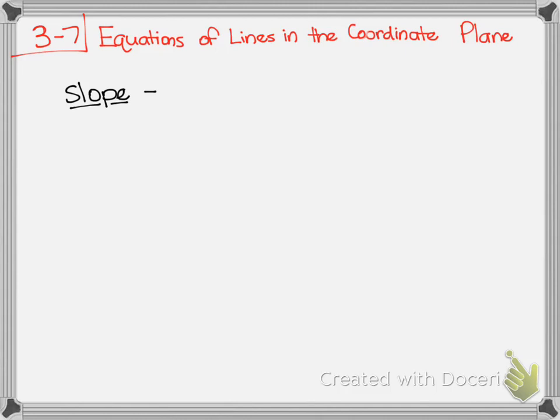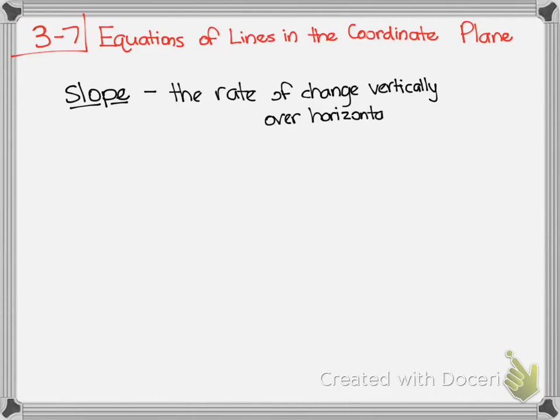So the first thing we're going to look at before we get right into the equations is slope. And what exactly is slope? Well, slope is the rate of change. This is its official definition: vertically, if I can spell right, over horizontally. So that's to put it in official words.